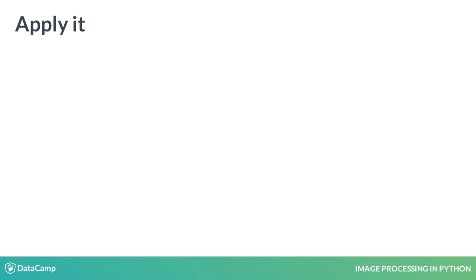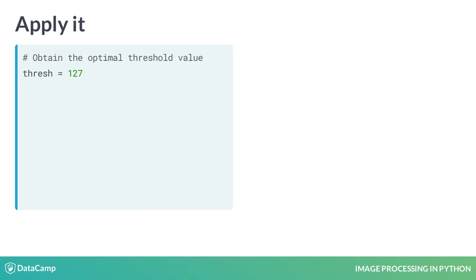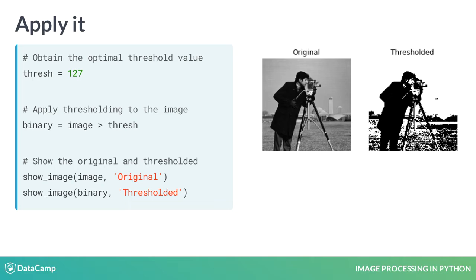Once an image is loaded, we need to set the thresh value. Temporarily, set it to 127, a midpoint between 0 and 255. We apply thresholding to an image by using the greater than operator followed by the thresh. Finally, show the thresholded image using show image.